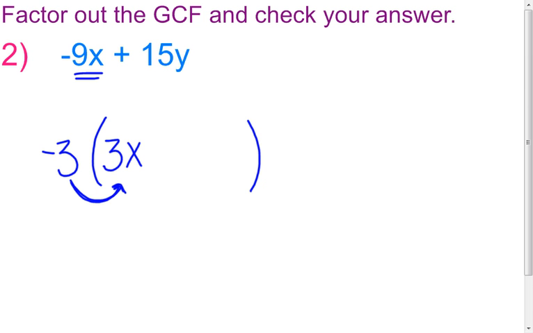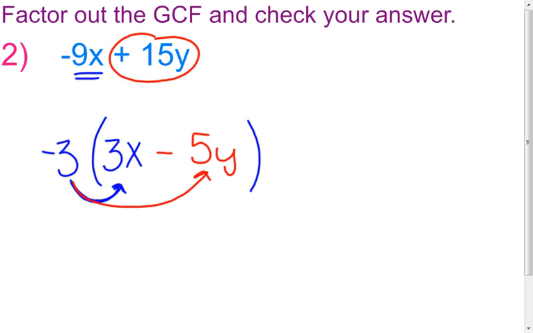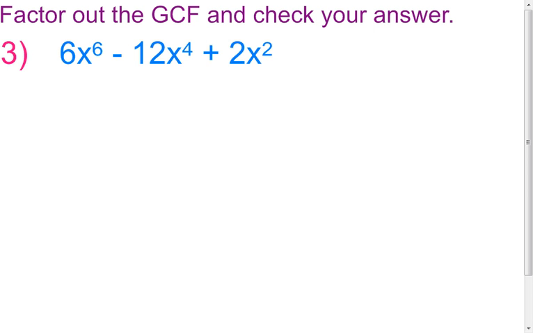Okay, now I need to figure out -3 times what quantity gives me positive 15y. Okay, well, -3 times -5 gives me the positive 15, and then of course you need the y with it. Okay, so -3 times -5y gives me positive 15y. And you'll just keep moving through that if you have more terms. Here's one with 3 terms.